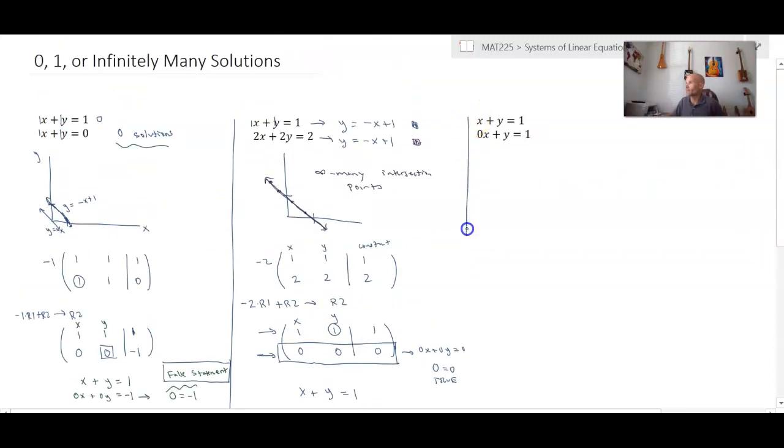Now, finally, in this third case, here I have x plus y equals 1, which is still the equation y equals negative x plus 1. And this second equation is really just the statement y equals 1. So if I graph these two equations, and I'll try to be as precise as possible here. Here is the line. As I say, I'm trying to be precise. It's not very precise. But y equals negative x plus 1.